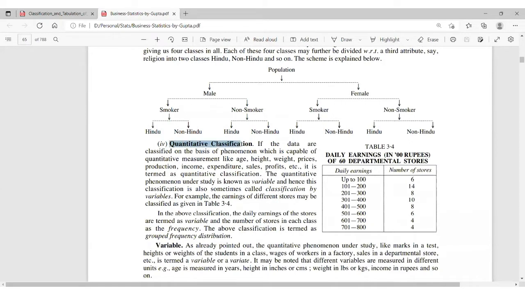Now quantitative classification. Here the data are classified on the basis of phenomena which are capable of quantitative measurement, like age, height, and so on. Right, the quantitative phenomena under study. For example, earning up to a certain number. So those who define some quantities, this is called quantitative classification.